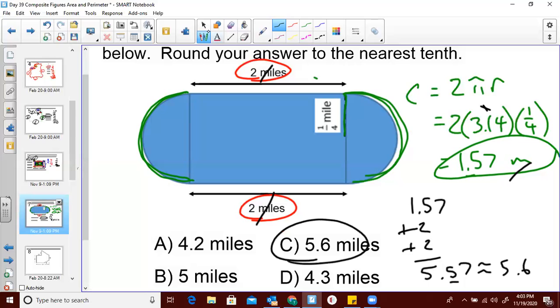All right, so that's all I have for area. I'm telling you, this problem and this problem are definitely on your test.